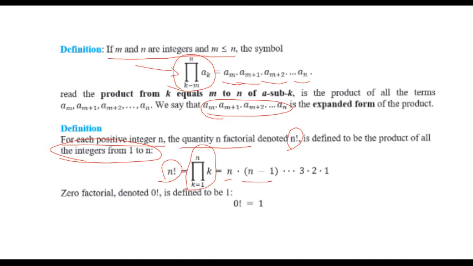We also define factorial for 0. We say 0 factorial is defined to be 1, right? So for 0 we have a separate definition, and for all other integers greater than 0 we have another definition.